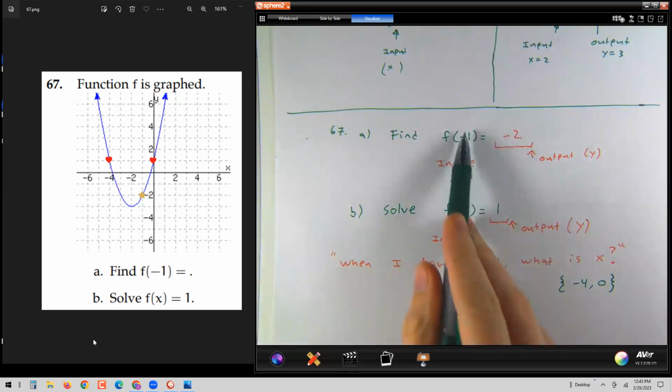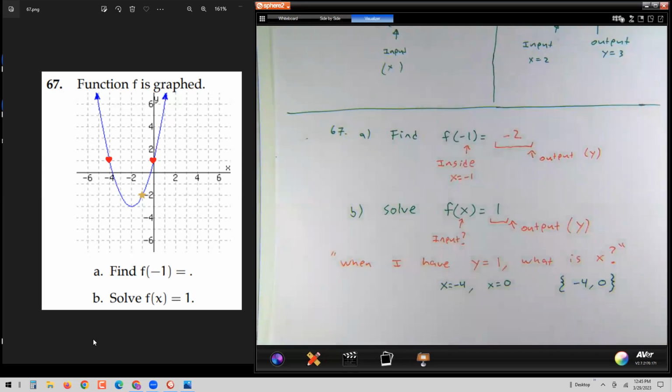The number is on the inside, that's your x value. So you're going to go to that number going left and right. If the number is on the outside, that's your y value. So you're going to find that number going up and down. They work in opposite directions, inputs and outputs.